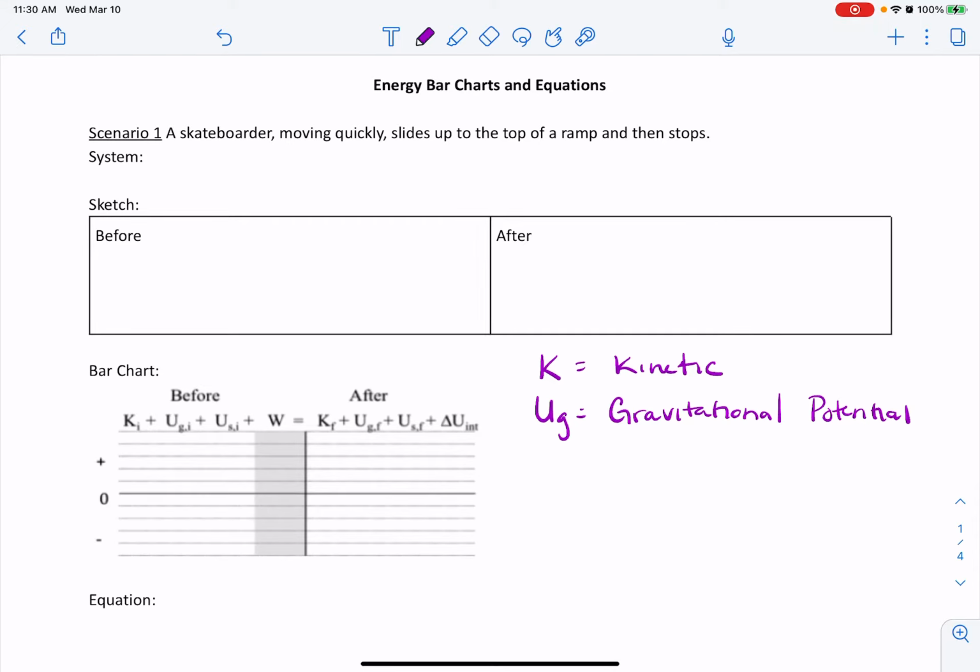gravitational potential energy. It's really important for us to set a zero reference point for our system. And then anything that is above that point has gravitational potential energy. And you can set that zero to wherever you want. We're going to go into this in a second.